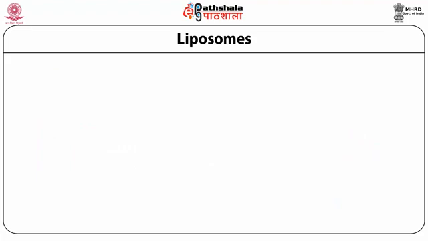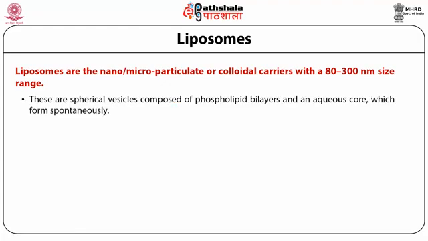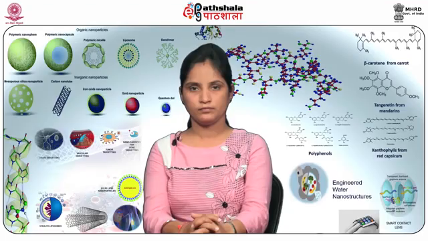Although we learned about liposomes in the previous modules, that is modules 12 and 13, here we will take a little introduction to liposomes, and then we will see how we can use liposomes for theranostic applications. Basically, liposomes are nano- or microparticulate colloidal carriers, or vesicular systems, having a size of 80 to 300 nanometers or more. They are spherical vesicles composed of phospholipid bilayers with an aqueous core, which form spontaneously. Liposomes have been explored for various drug delivery applications, as we have discussed in previous modules.